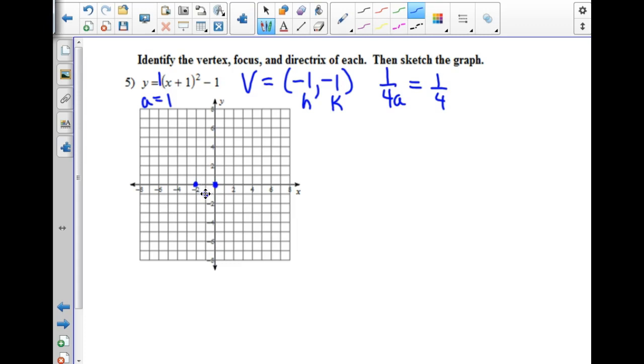Go back to your vertex. 2 squared is 4, up 1, 2, 3, 4, right 2, up 4, left 2. I think we can do 3 on this one. 3 squared is 9, so we can go from the vertex up 1, 2, 3, 4, 5, 6, 7, 8, 9, and right 1, 2, 3. And go back to the center line, which is your axis of symmetry. 1, 2, 3 to the left. Now we got a really nice parabola.